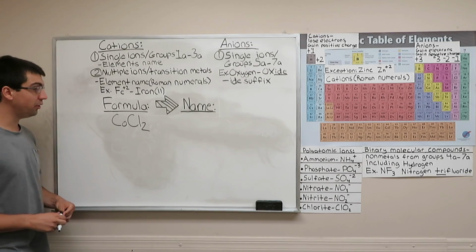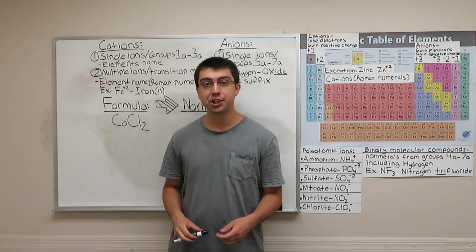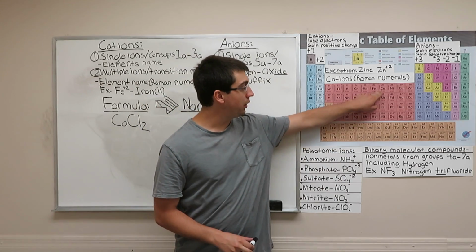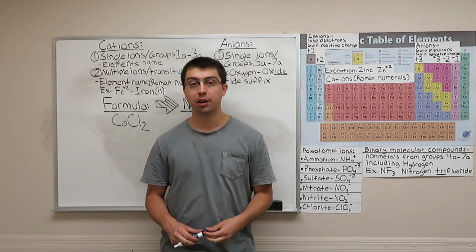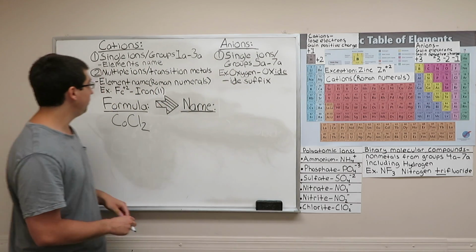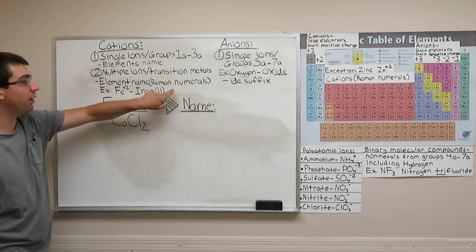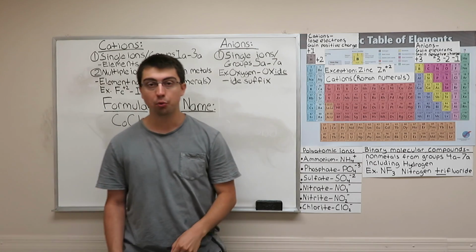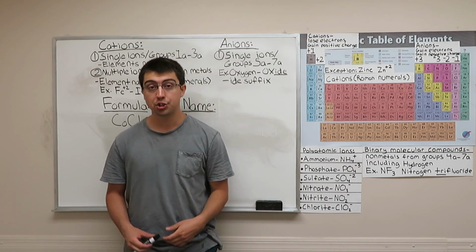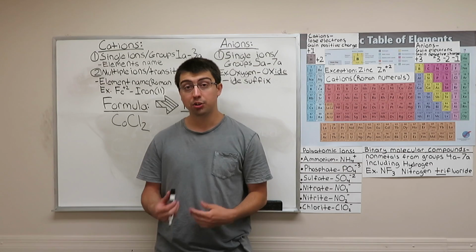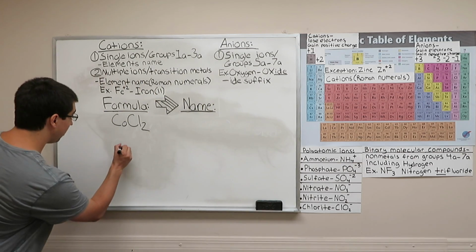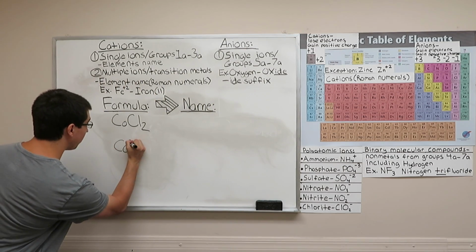Our formula is CoCl2. First, we need to write down each element's name. Co is cobalt. Cobalt is a transition metal, and it has multiple ions. And if we look at number 2, the elements with multiple ions, we need to write down the element name, in our case cobalt, and then in parentheses, we need to write down the charge with Roman numerals. Right now, we don't know what charge we have, so we need to work backwards to find that out. So I'm just going to write down the cobalt symbol with a question mark.